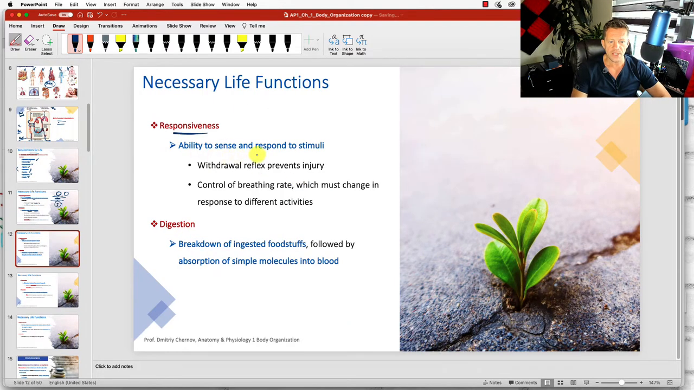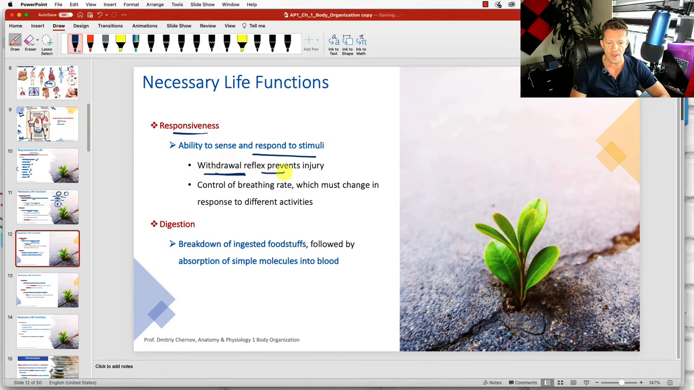Responsiveness: the ability to sense and respond to stimuli. So in class, I gave an example of responsiveness. For example, you're touching something hot. Let's say this microphone is hot. I'm touching that, right? It's hot. So I have to respond to that. So my body will respond by moving away from the stimulus. So I have a nervous system that will detect that it's hot, detects heat, and I will remove myself, the entire body, or just a portion of the body, from that stimulus. So that's the responsiveness.